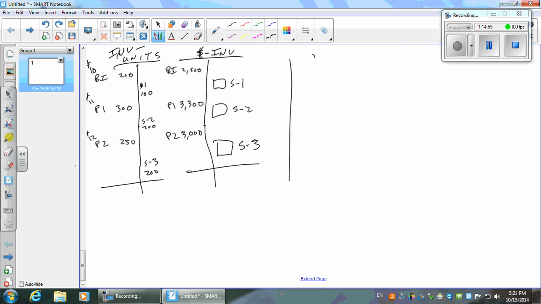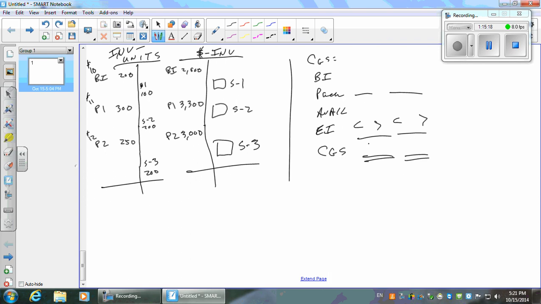If you think about it, your cost of goods sold schedule is going to look like this: beginning inventory plus your purchases gives you goods available, less your ending inventory gives you what we don't have anymore, cost of goods sold. In units, I started with 200. How many did I purchase? 300 plus 250, which is 550.